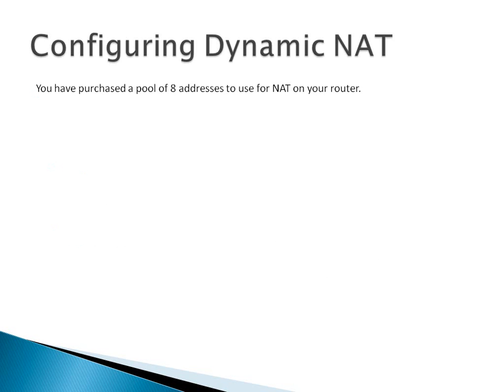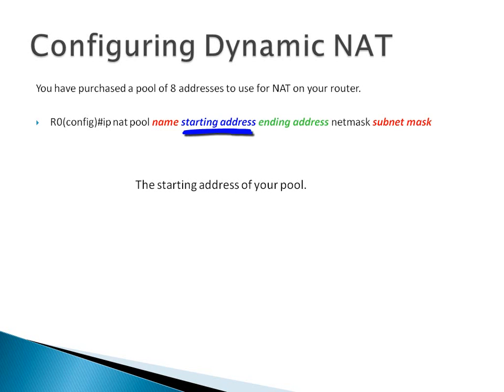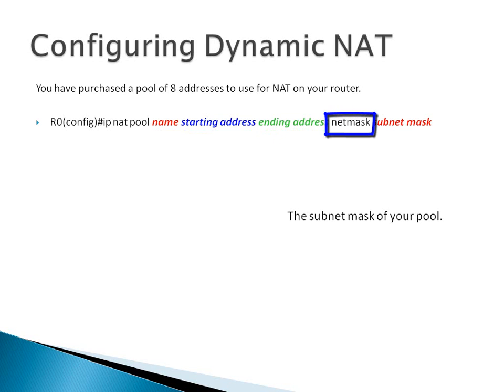Configuring dynamic NAT. If you have purchased a pool of 8 addresses to use for NAT on your router, this is the syntax for programming in a NAT pool. This is the name of your NAT pool. It is case sensitive. This is the starting address of your pool, the ending address of your pool, the word netmask, and then the subnet mask of your pool.